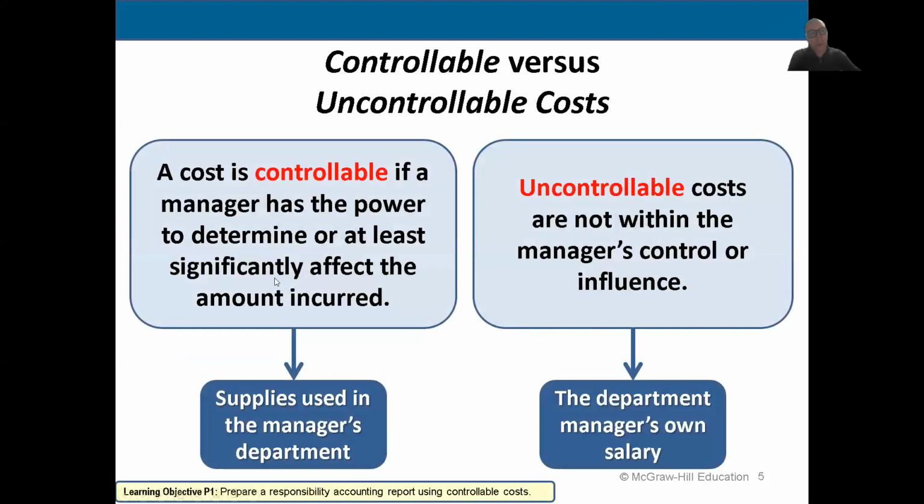I had mentioned earlier the idea of controllable and uncontrollable costs within the cost center. Controllable costs are those that the manager of the department has the ability to control. Hourly wages of the employees working in the department. Inventory on display within the department, the displays themselves. Other components within the department. The manager of the department has the ability to control these costs. Okay?